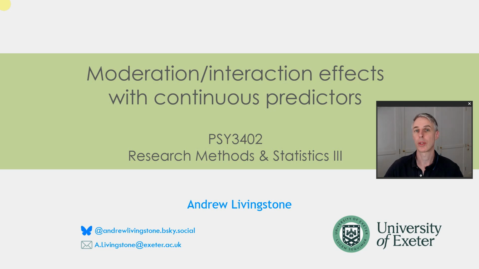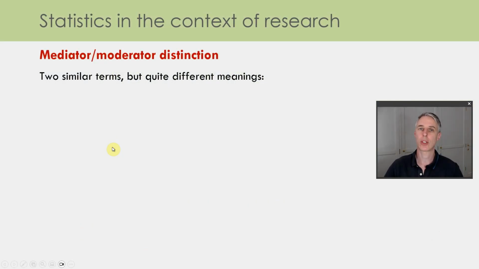Hi everyone, welcome to this last session of the course in which we'll be looking at how to test moderation or interaction effects when we have continuous predictors in our model. So to get us started, I'm just going to revisit a distinction I pointed to in the previous session looking at mediation and indirect effects, and that is the distinction between mediation and moderation.